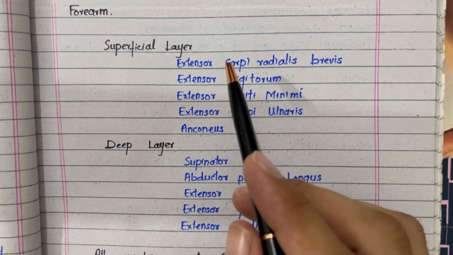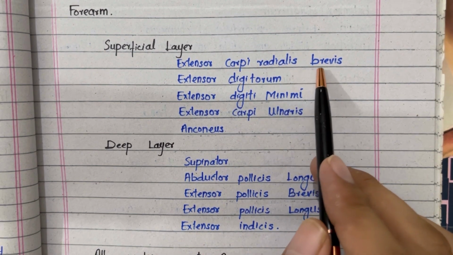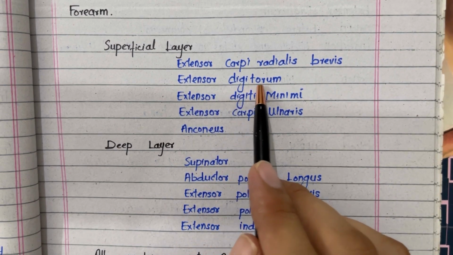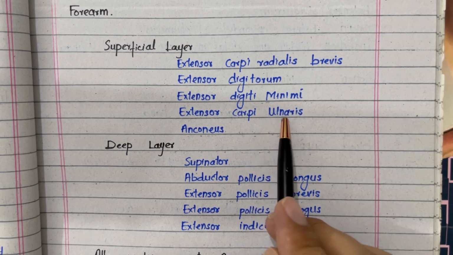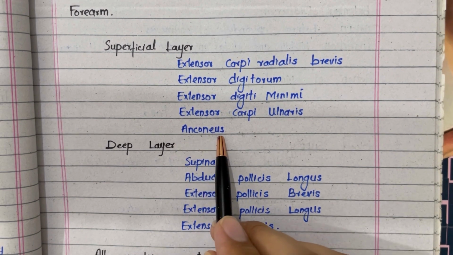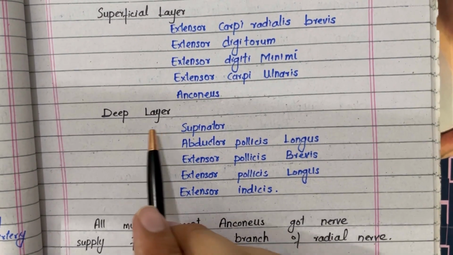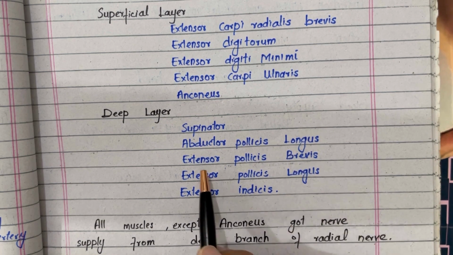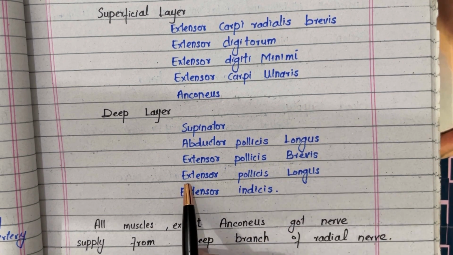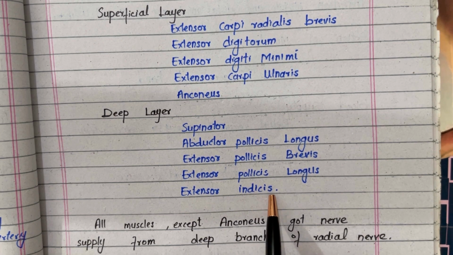The muscles in the superficial layer are the extensor carpi radialis brevis, the extensor digitorum, the extensor digiti minimi, the extensor carpi ulnaris, and the anconeus muscle. While the muscles in the deep layer of the posterior compartment of the forearm are the supinator, abductor pollicis longus, extensor pollicis brevis, extensor pollicis longus, and extensor indicis.